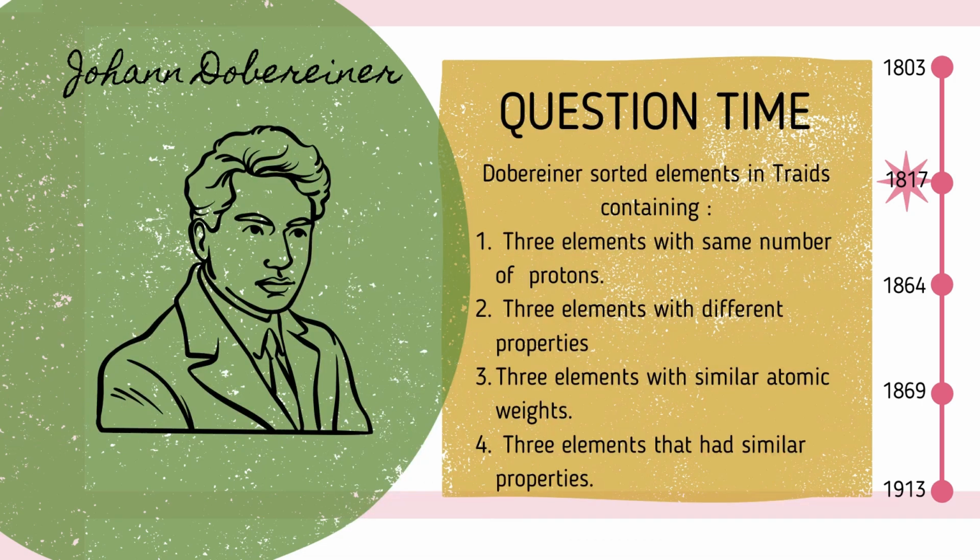There's a question for you. Dobereiner sorted elements in triads containing three elements with same number of protons, three elements with different properties, three elements with similar atomic weights, or three elements that had similar properties. Pause the video, think of an answer, and then check your answer. If you answered fourth one, that is three elements that had similar properties, then you're correct.